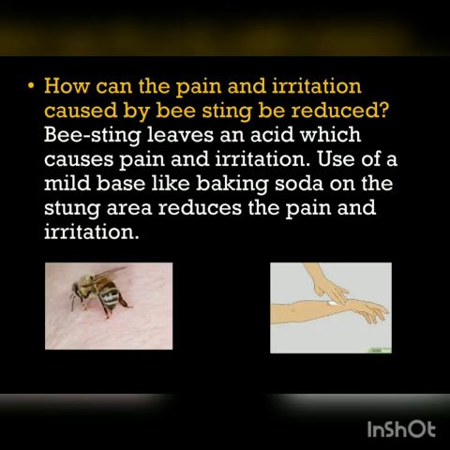How can the pain and irritation caused by bee sting be reduced? Bee sting leaves an acid which causes pain and irritation. Use of mild base like baking soda on the stung area reduces the pain and irritation.